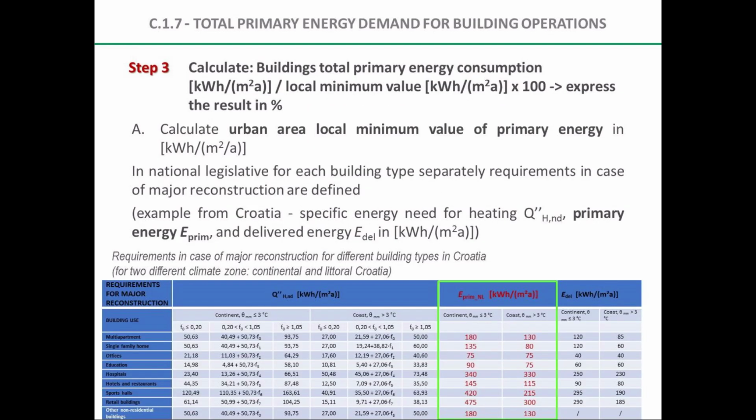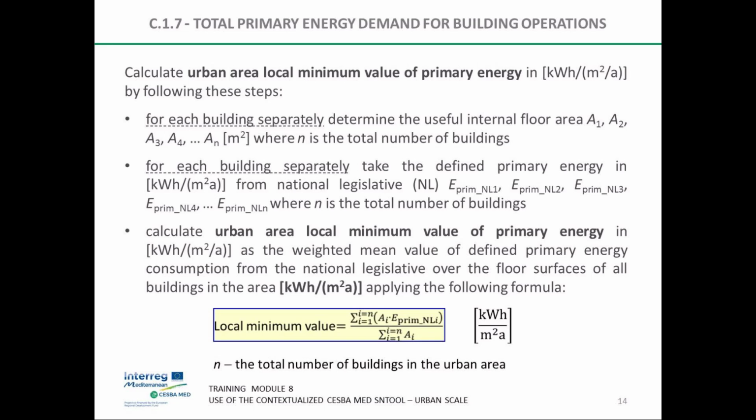Alright? We calculate the urban local minimum value of primary energy. In the national legislation for each building, we can use the separate case by case. For example, here we have a table and we are showing the situation for Croatia. Okay, we calculate the urban area local minimum value of primary energy for each building separately by determining the useful floor areas.